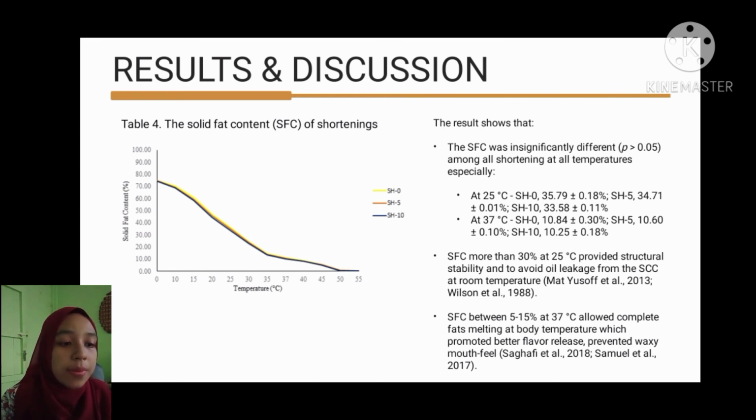Besides that, at 37 degrees Celsius, the solid fat content must be approximately between 5 to 15% in order to allow the fat to completely melt at body temperature, which is able to promote better flavor release and also prevent a waxy mouthfeel during eating.